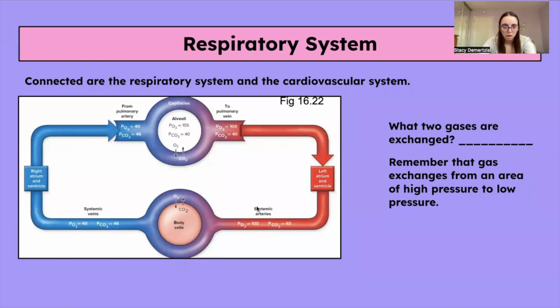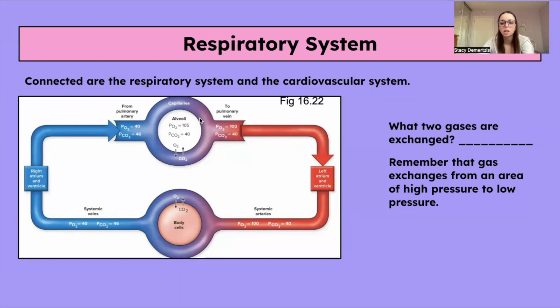Fast forward to when we're delivering this newly oxygenated blood to the body cells. We have a ton of oxygen in the blood, so now we get to give it to the tissues, and then the tissues give us carbon dioxide. So high pressure to low pressure. You can also think about where it's abundant versus where it's lacking.